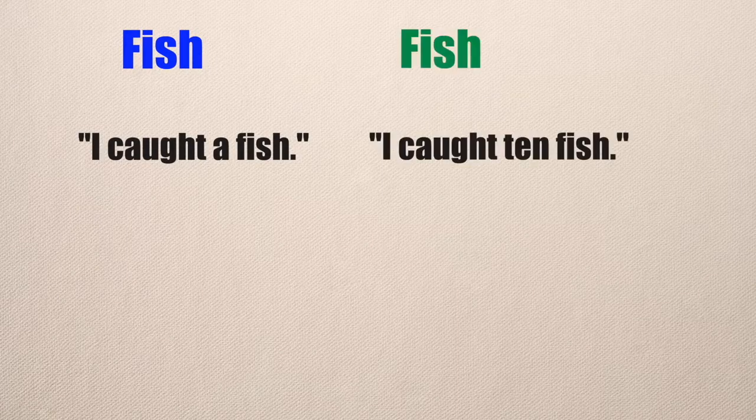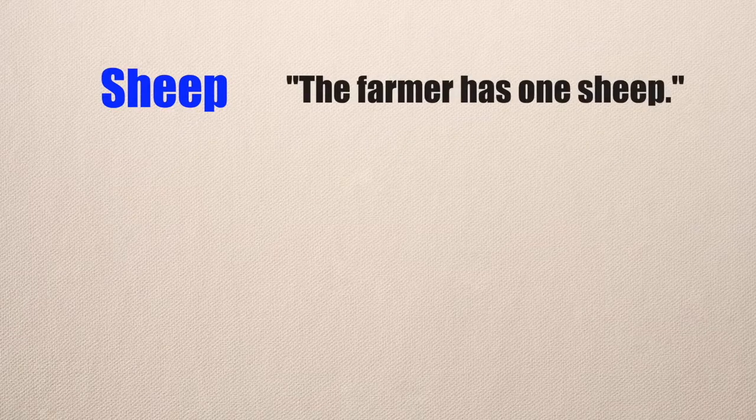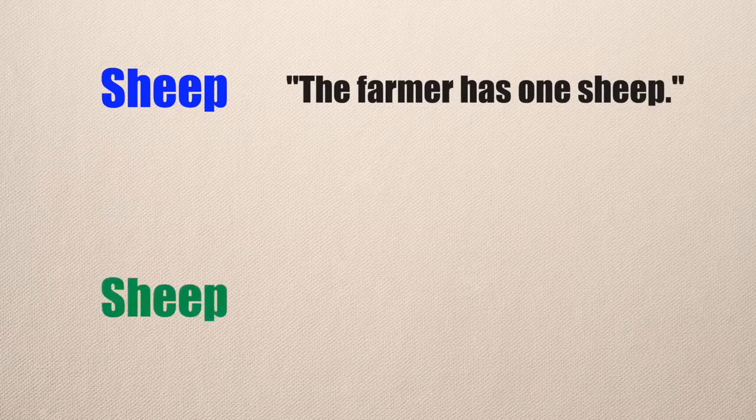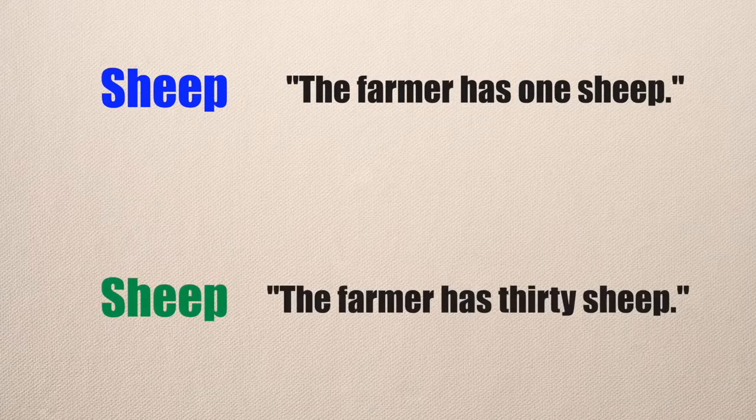Now, the other type of irregular noun is a little bit easier. They just never change. For example, let's look at the word fish. You could say, I caught a fish, or you could say, I caught 10 fish. The word fish doesn't change in either sentence. Another example of this would be the word sheep. You could say, the farmer has 1 sheep, or the farmer has 30 sheep. The word sheep does not change.